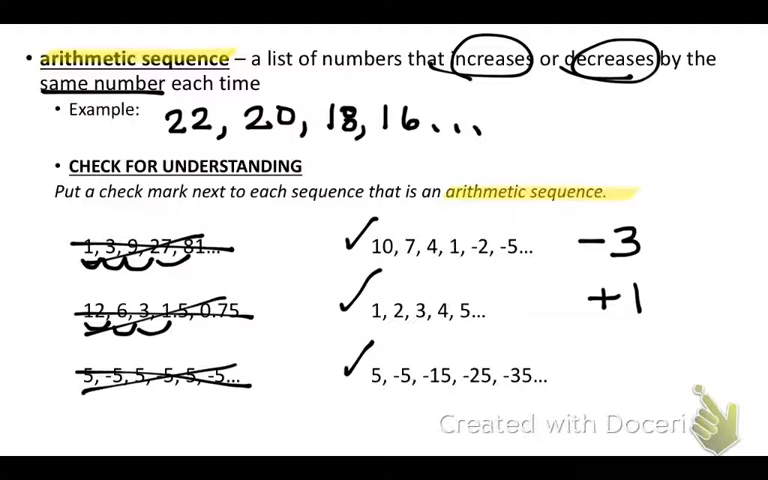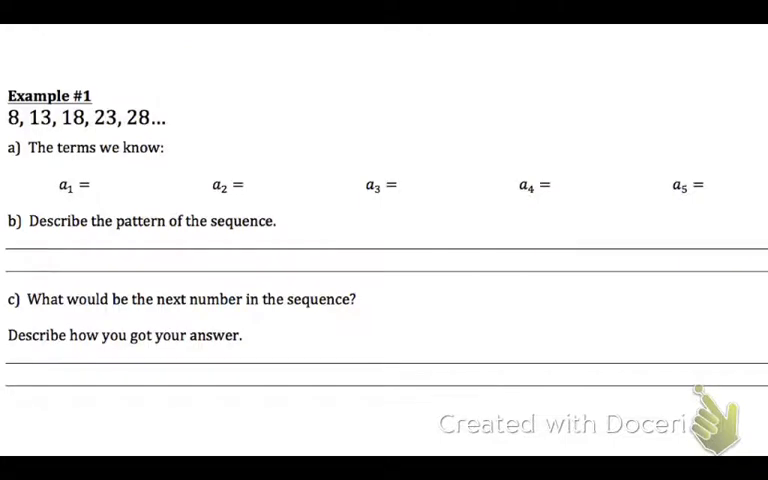This last one is because it's going down by tens each time. We're only going to do one example together, and I'm going to ask you to finish it on your own so that we can start tomorrow's lesson with a discussion. So here we go. Example number 1.